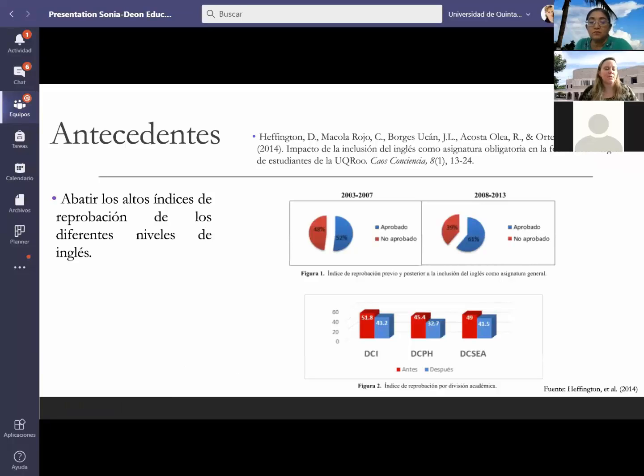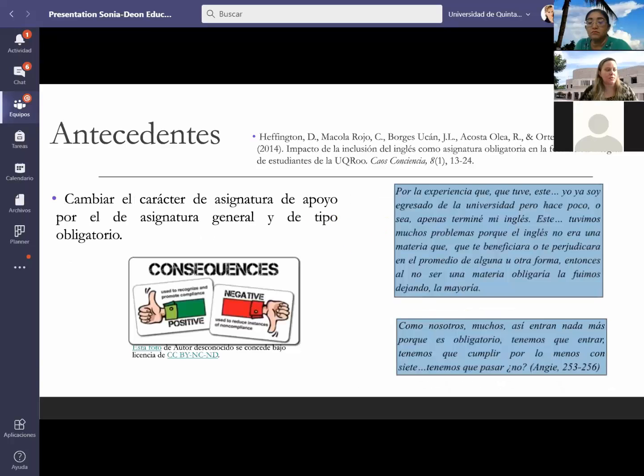¿Qué les podemos decir con respecto al estudio que se hizo? Bueno, los altos índices de reprobación sí disminuyeron. Como pueden ver, haciendo un comparativo de los años, el índice de reprobación anteriormente, hasta del 2003 al 2007, era del 48%. Sin embargo, a partir del 2008, cuando se instrumentó la inclusión del inglés como asignatura obligatoria y ya contaba como una asignatura que si la reprobabas, pues obviamente disminuye el índice de reprobación y entonces llega a un 39%, ¿no?